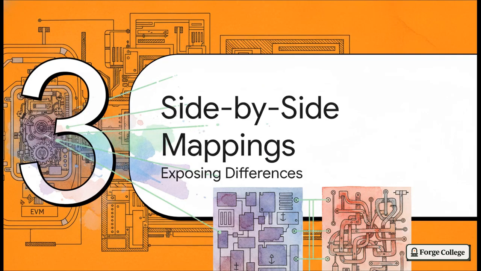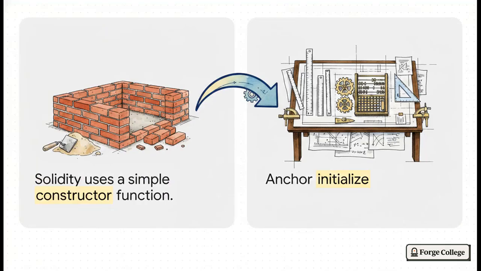Okay, Section 3. Side-by-side code mappings. Time to expose those mechanical differences. Notice the fundamental shift in architecture here. Think about a simple implicit Solidity constructor. Super easy, right? But when you map that over to an Anchor initialize instruction, things change drastically. It now requires a specific payer and an explicit account serialization space. You actually have to do the math.